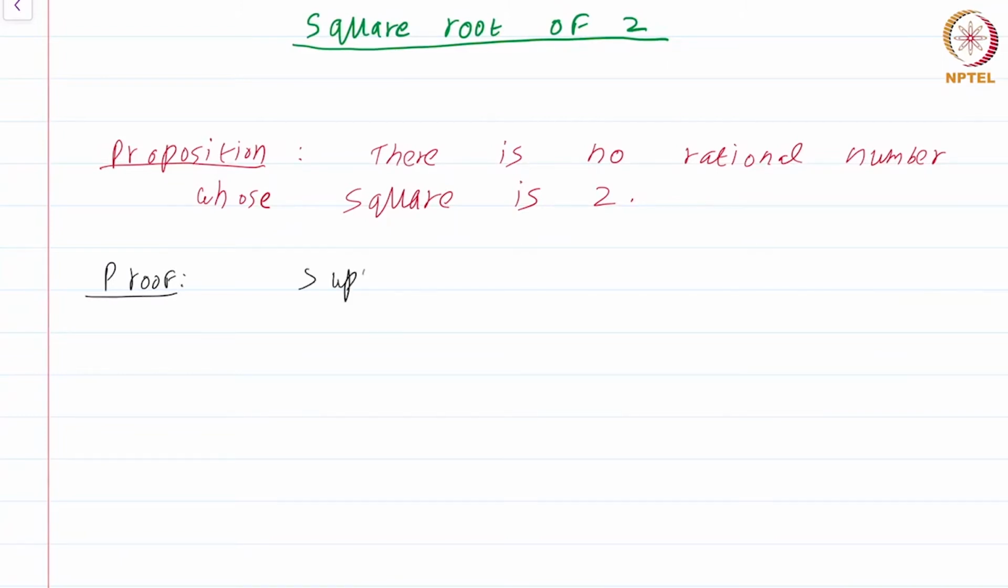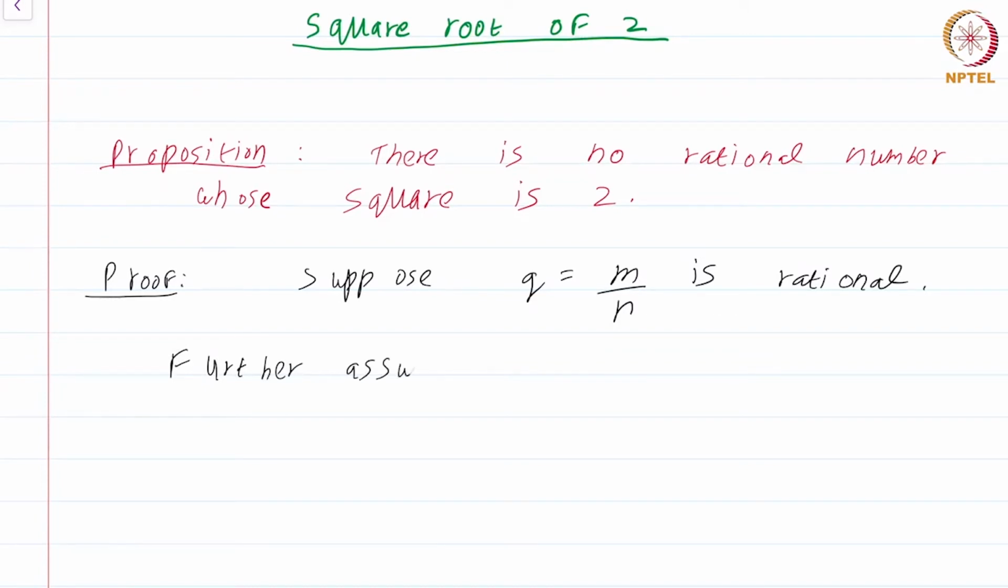Suppose q equal to m by n is rational. Further assume that m and n have no common factors. Well, we can assume that simply because if there is a common factor between m and n, I just cancel it out. I can get rid of all the common factors and put q in its lowest form.